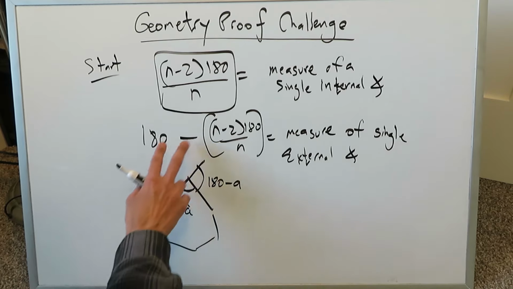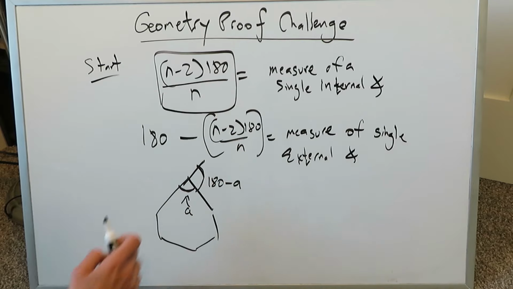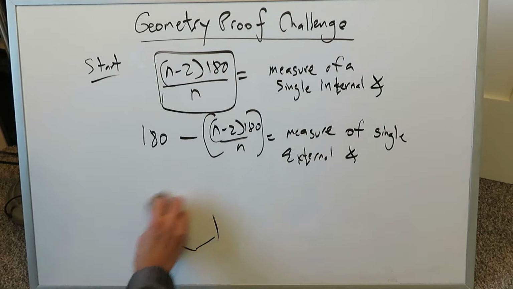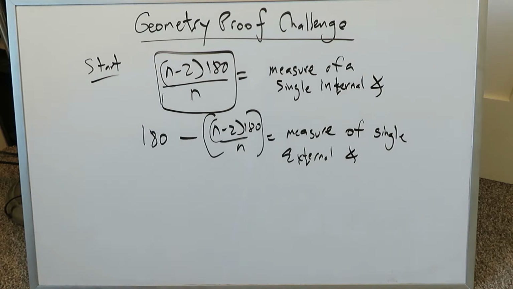This is exactly what I'm doing here. If this represents a, I'm doing 180 minus a. That'll give me this measure of this external angle. So that's step number 2. This proof procedure is slightly out of the ordinary. It's not in the typical way. I've done it in this way specifically so it's easy to remember and easy to comprehend.